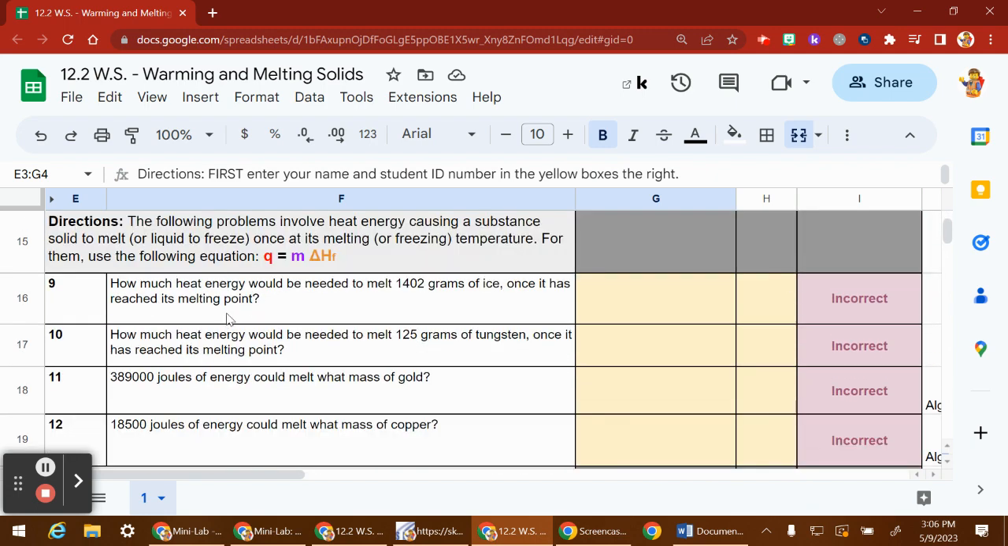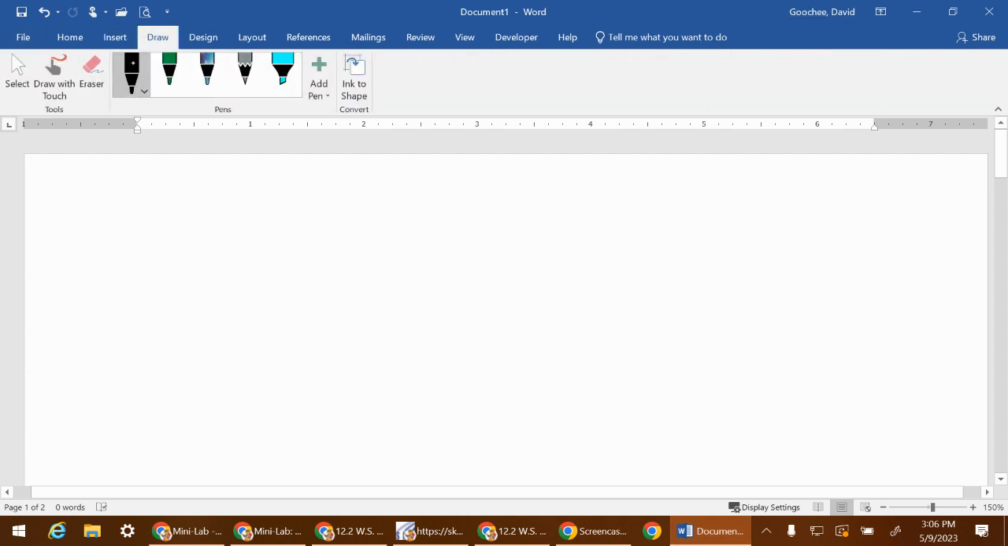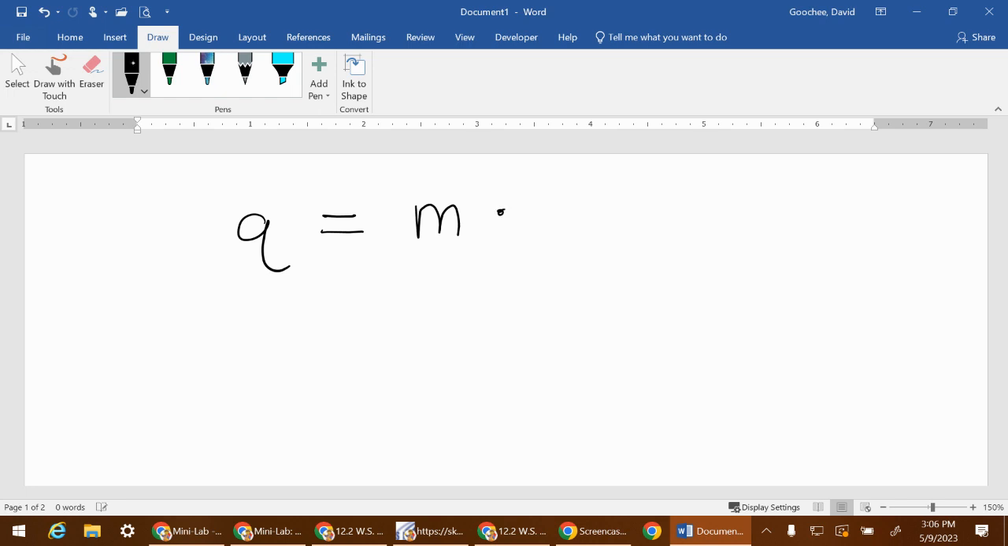So question 9: how much heat energy would be needed to melt 1,402 grams of ice once it has reached its melting point? This problem, as every problem in this section, is going to be of this new type. The energy needed to change something's state of matter, say from solid to liquid or liquid to gas, is equal to the mass of the substance times a heat of phase change. This is a heat that tells you how much energy you need to change something from a solid to a liquid or a liquid to a gas. And every substance has unique values.